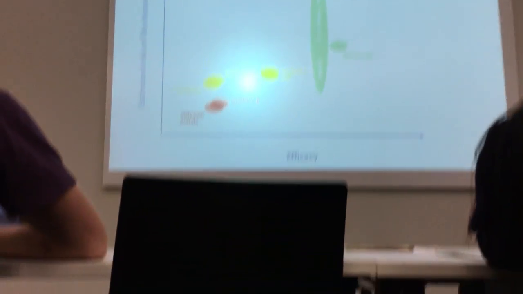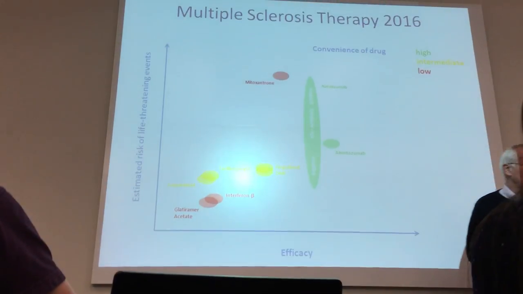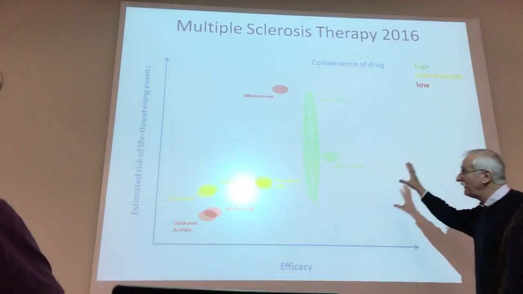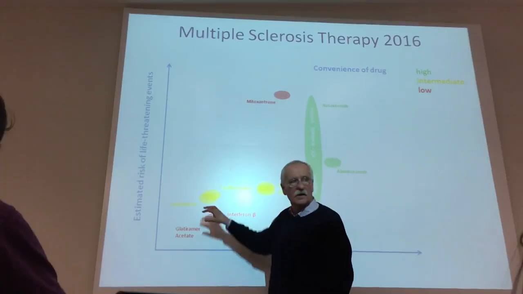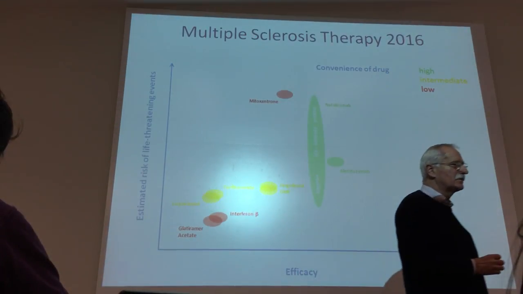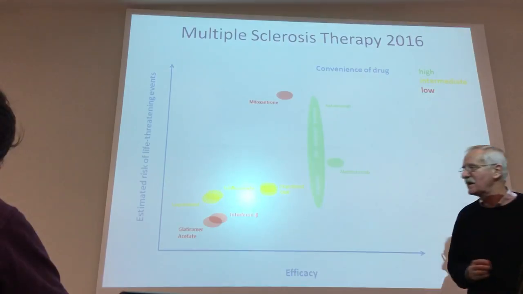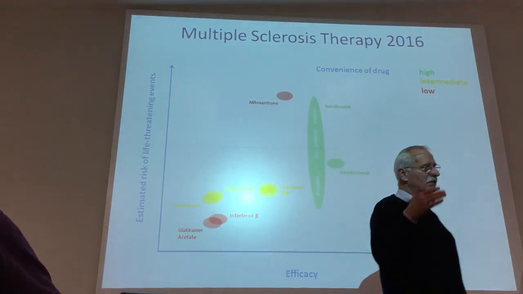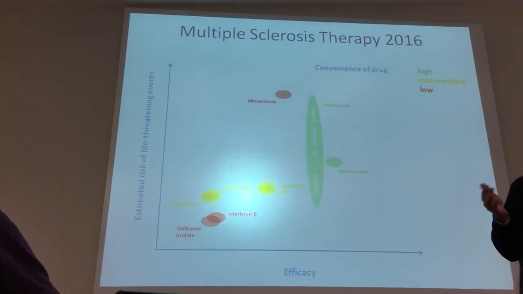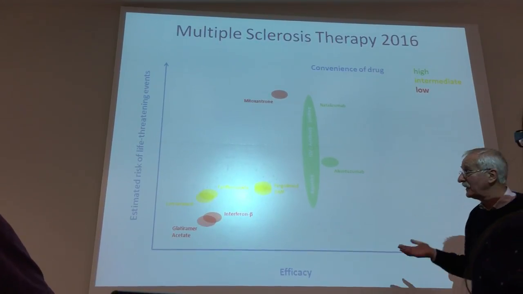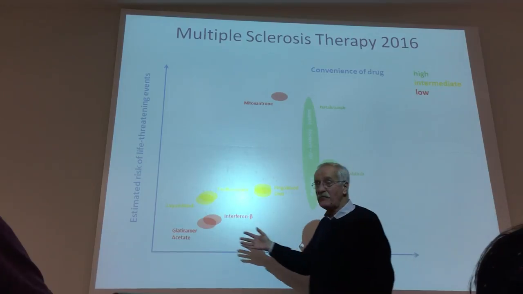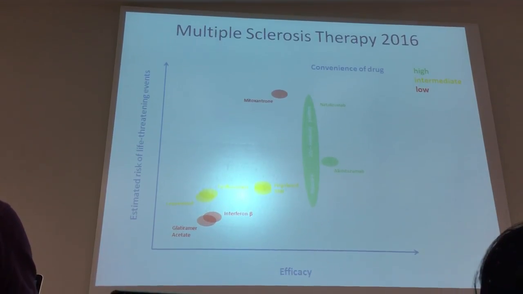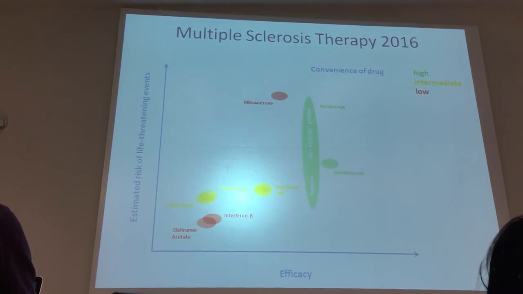So then the question is, what do we have now for therapies in multiple sclerosis? That's just a graph which shows you the development in the therapy. We started early with two therapies, interferon beta and glatiramer acetate, which actually work quite well. You get about a 30% reduction of clinical disease activity, and they have practically no side effects. But the problem is that the efficacy of these therapies is relatively poor.